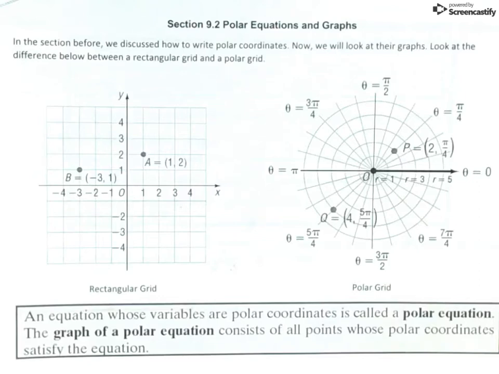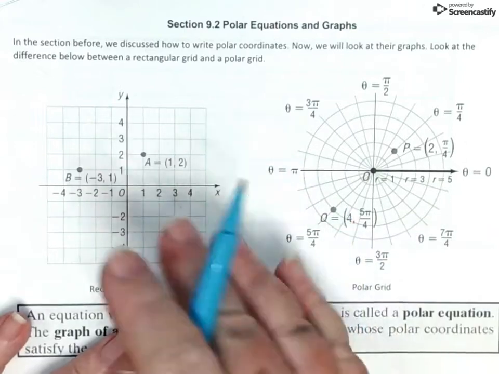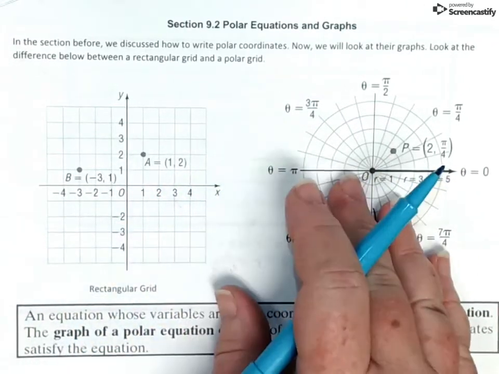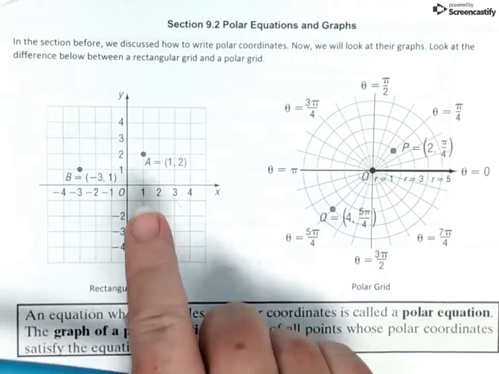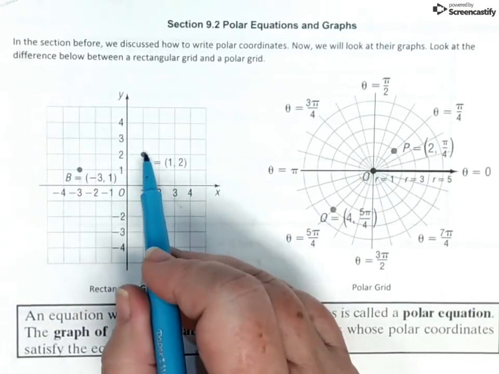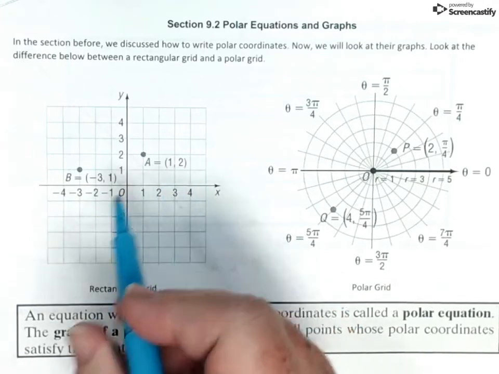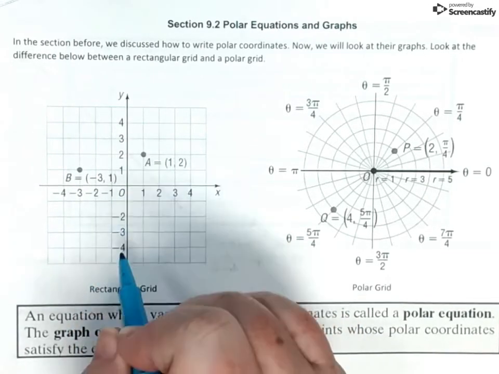So this is section 9.2, polar equations and their graphs. Now, we talked last time about the difference in graphing on a rectangular grid and a polar grid. Remember that on a rectangular grid, when a point is drawn, it has one and only one name. This is right 1, up 2.